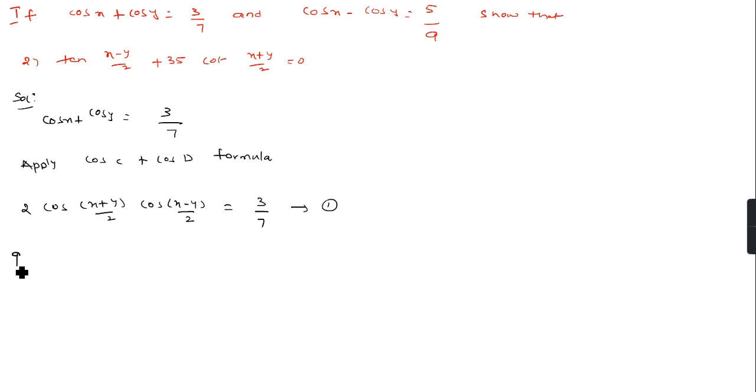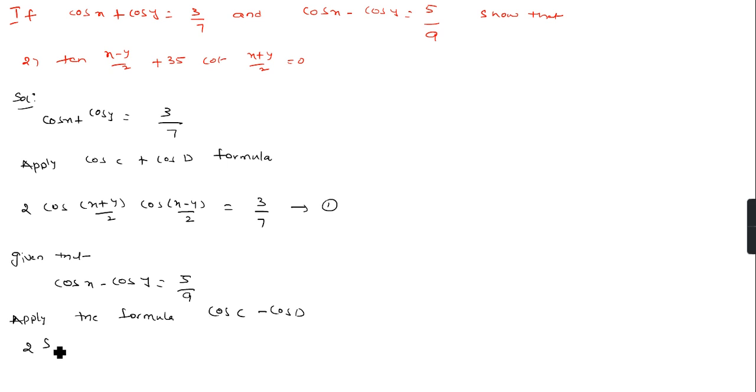And next, given that cos x minus cos y equals 5 by 9, apply the formula cos C minus cos D. So the formula for cos C minus cos D is 2 sin of (x plus y) by 2 sin of (y minus x) by 2, and that is equal to 5 by 9, taken as number 2.